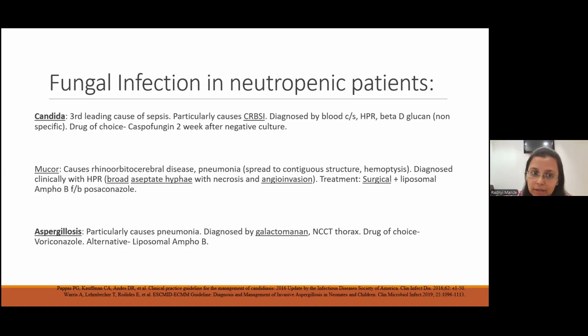Then third fungal infection is the mucor. It causes rhino-orbitocerebral disease. It causes pneumonia. Treatment, because it is an angio-invasive fungal infection, majority of the times involves surgical debridement plus liposomal ampho and posaconazole, because in azoles we know only posaconazole covers mucor, rest all, vori and itra, they do not cover mucormycosis. So liposomal ampho is broad spectrum and posaconazole is the only azole which covers mucormycosis infection.